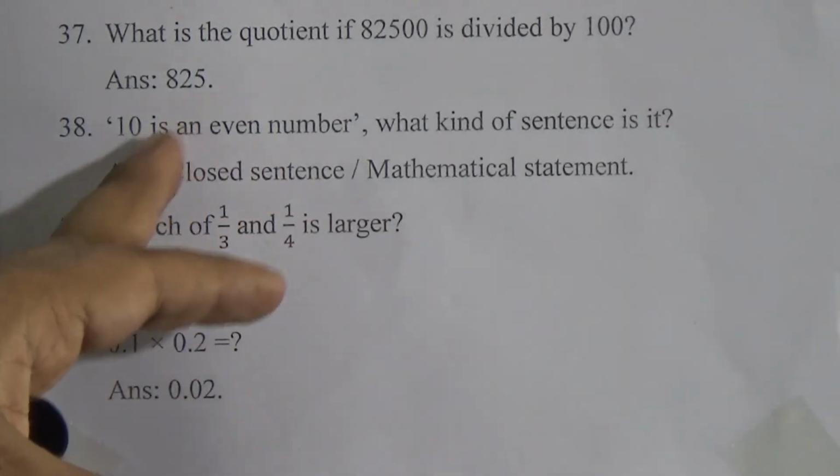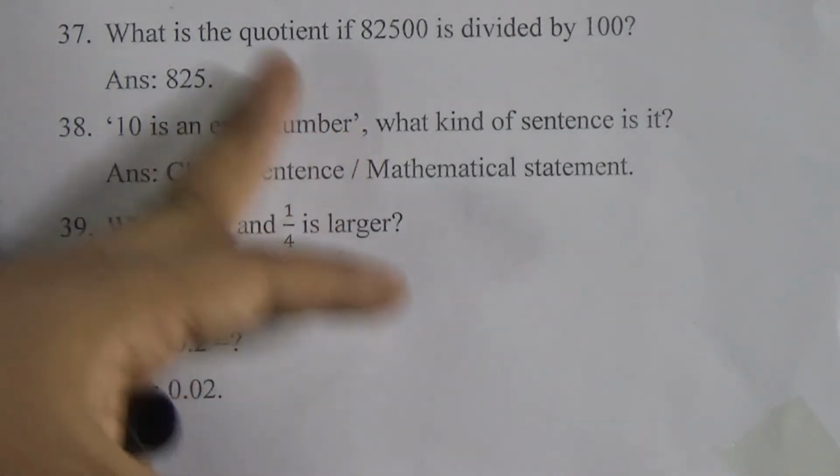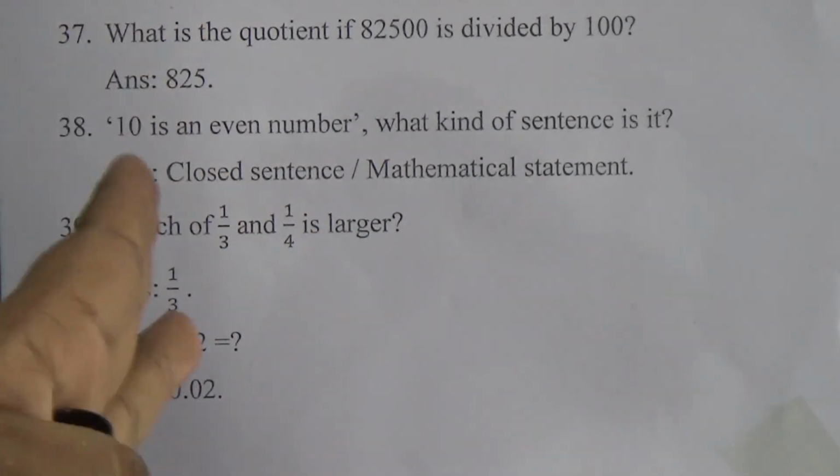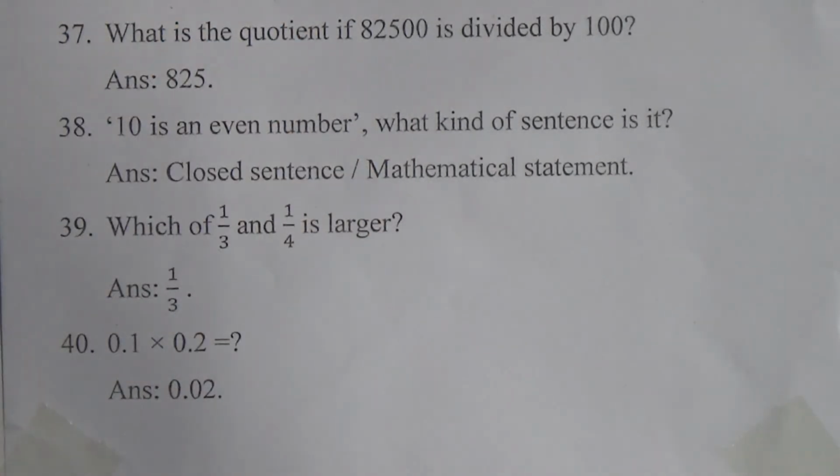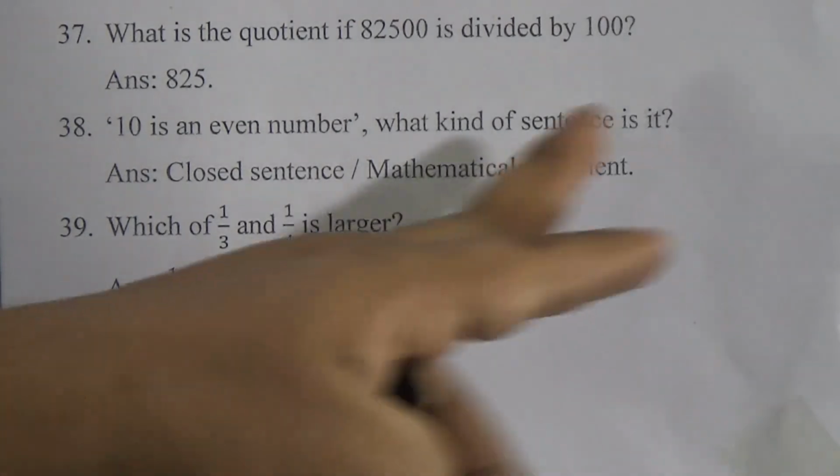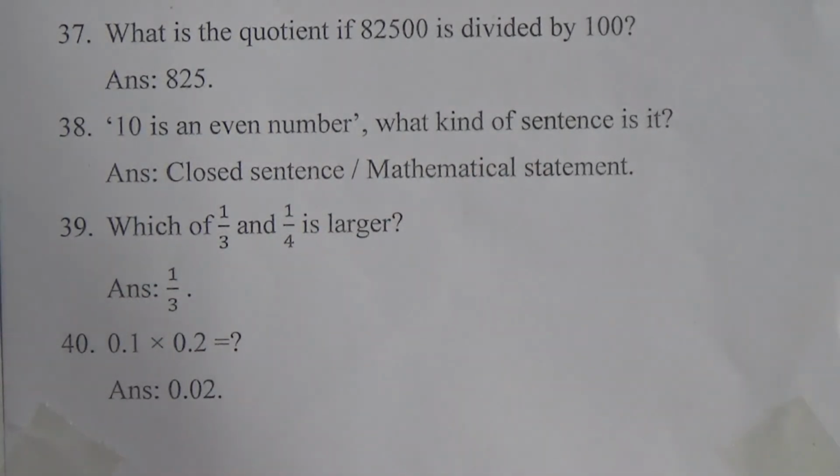Here you notice 10. 10 is an even number. It is true sentence. So we can say this is closed sentence. The another name of closed sentence is mathematical sentence, right? Okay. And if I ask you a question, x is a odd number, we cannot determine if it is true or false. So it is open sentence.